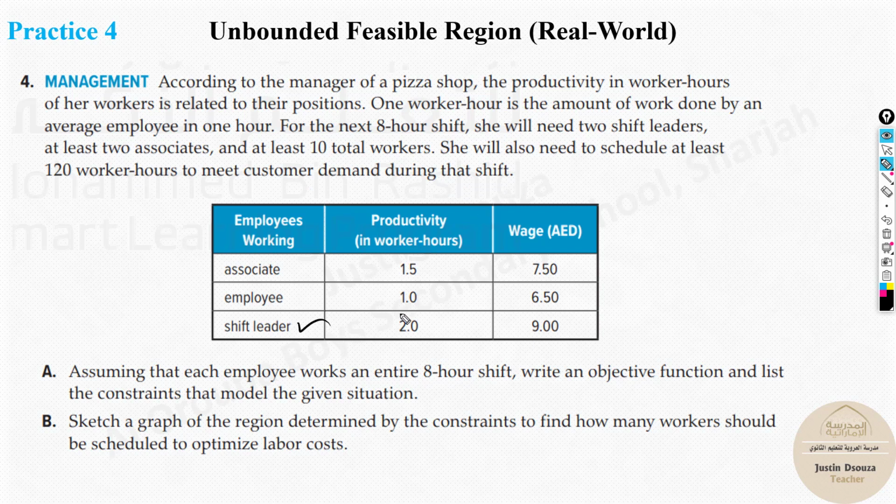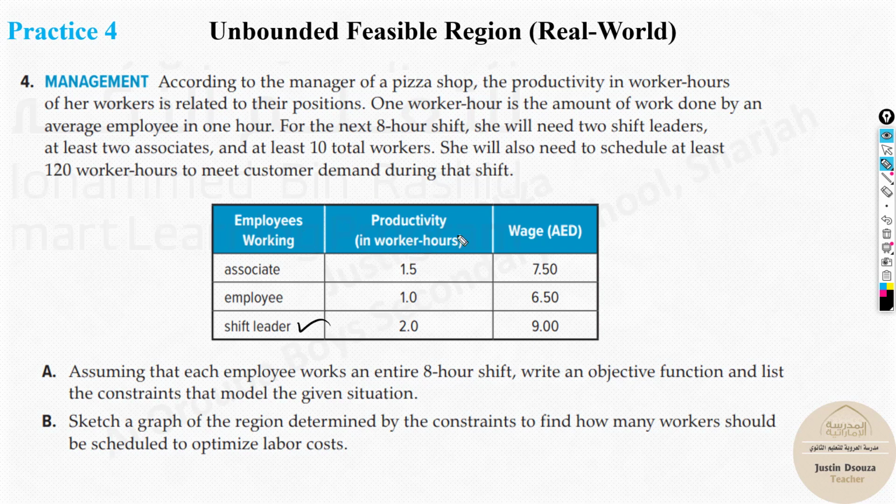Okay, everything is given. We need to write the objective function and the constraints. Now, here they need at least 10 workers, and they must satisfy these conditions.